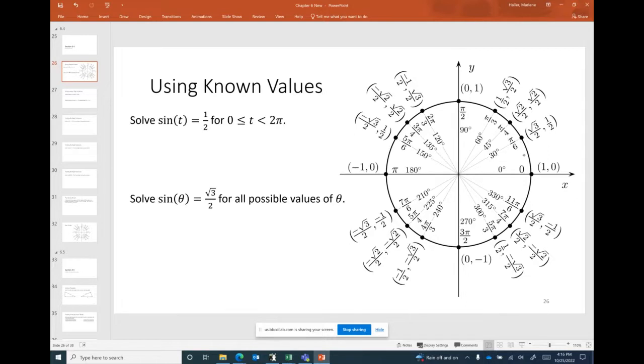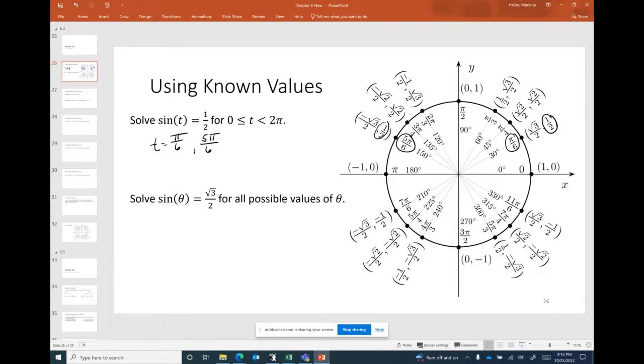If I look over here at the unit circle, where do I find a sine of 1/2? Sine is the y-coordinate of the terminal point of an angle. So I see there's one there. One solution here is going to be pi over 6 radians. Are there any other angles between 0 and 2 pi where the y-coordinate of the terminal point is 1/2? Well, there is another one right here at 5 pi over 6. So there are two solutions to the equation sine of t equals 1/2, where t is between 0 and 2 pi, or once around the unit circle.